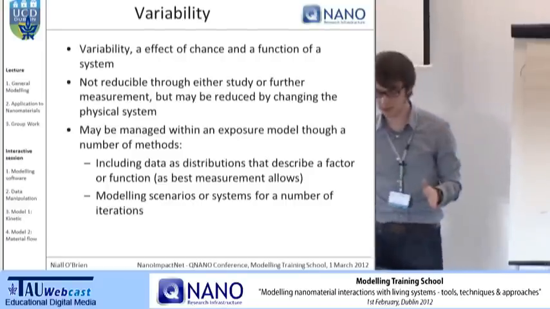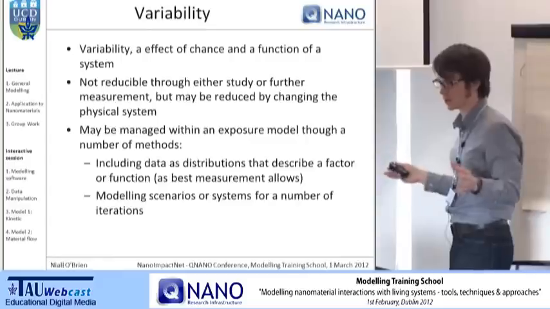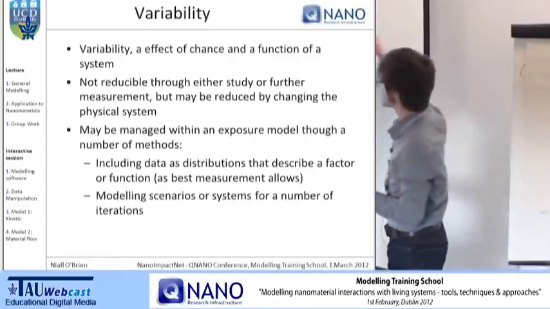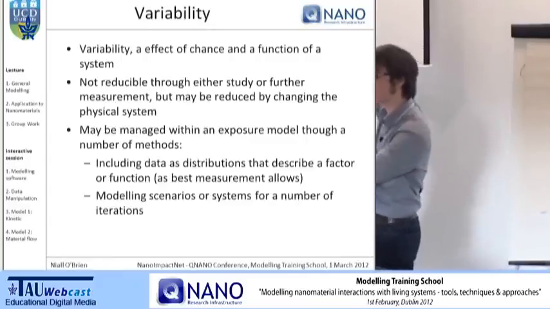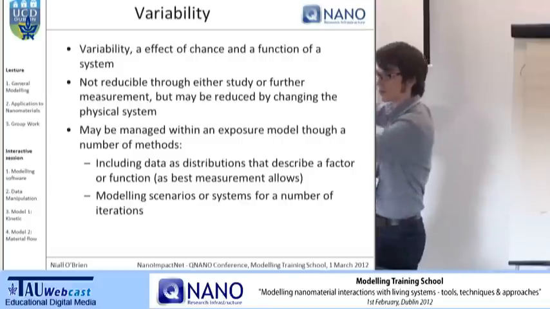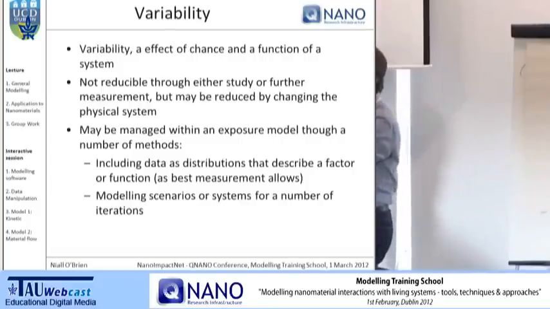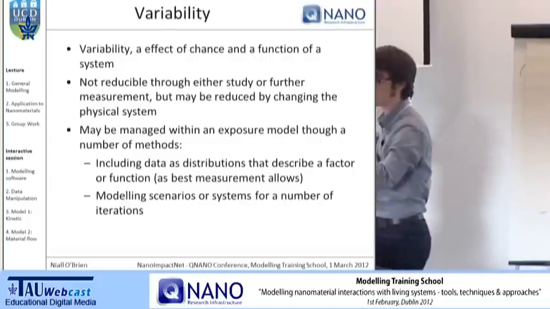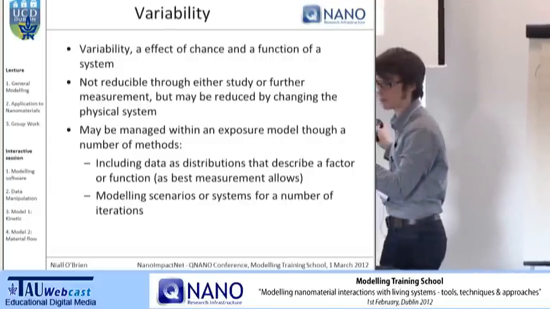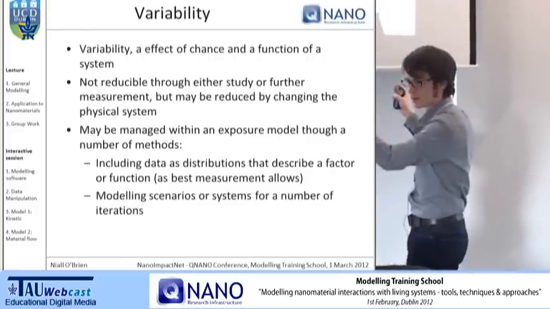Well, see, with modeling, you can run it for 10,000 iterations. And so if you have a distribution, each iteration will sample a different percentile. And if you have enough iterations, you will sample the entire distribution you have. So you will cover all possibilities.